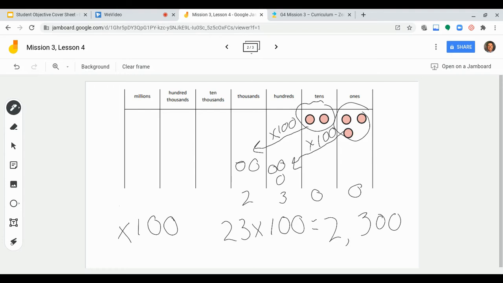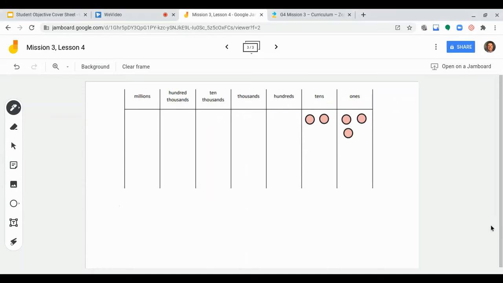So if it's times 10, it moves every number up 1 value to the left on the place value chart. If it's times 100, it moves everything up 2 places to the left on the place value chart. And finally, let's talk about what happens if we're multiplying times 1,000.